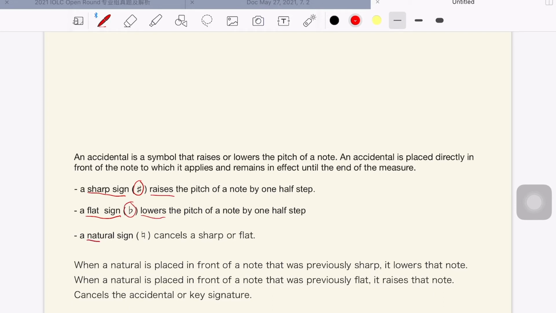And here, a natural sign basically cancels a sharp or a flat. So when a natural sign is placed in front of a note that was previously sharp, it lowers that note and that note becomes natural. And when a natural sign is placed in front of a note that was previously flat, it raises that note. It basically just cancels any accidental or key signature.